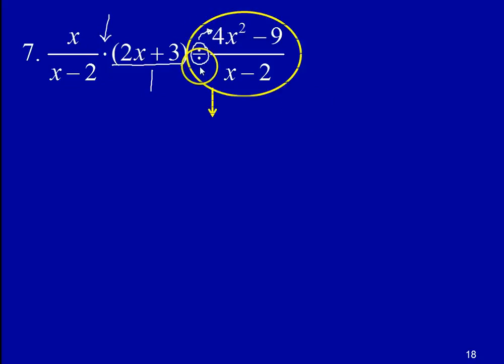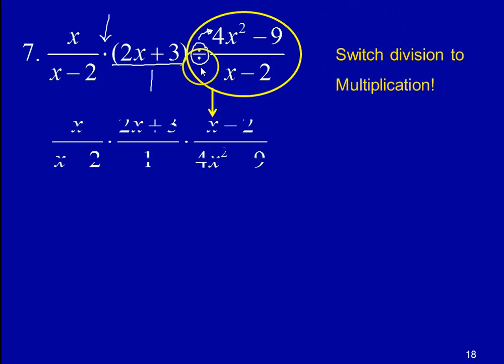You're only switching what's after the division sign. So I'm going to turn this division into multiplication. And the only thing I'm flipping is the part after the division sign. So I'm flipping that 4x squared minus 9 over x minus 2. Now I've got two sets of multiplications, so again, factor and solve.